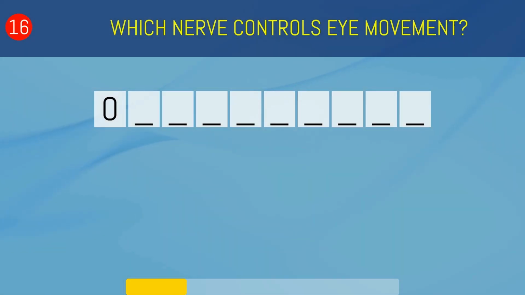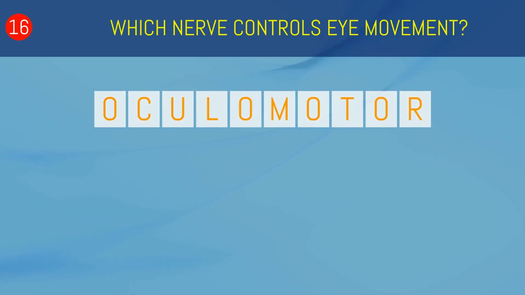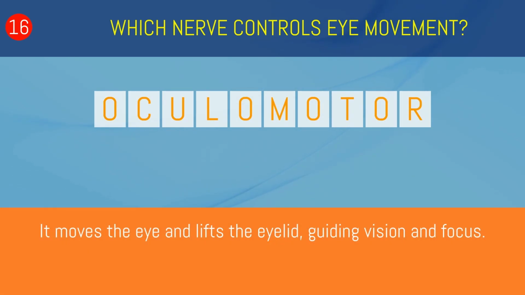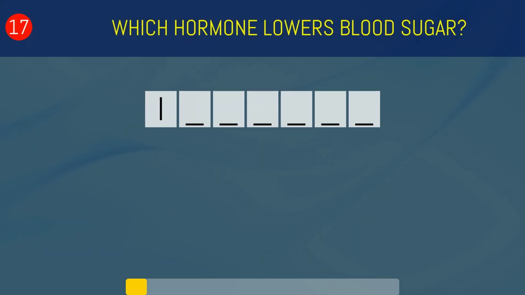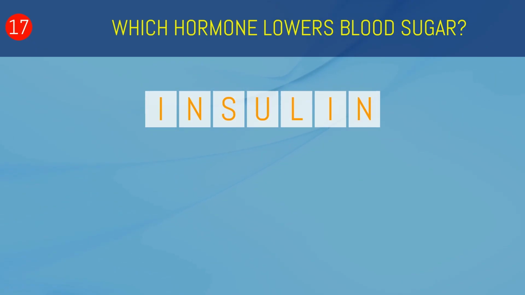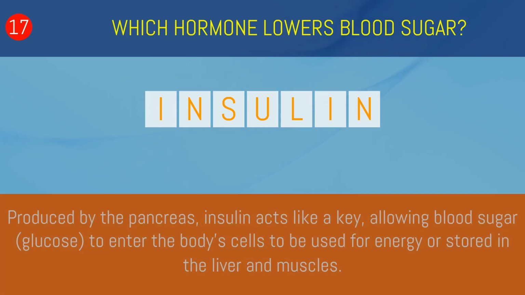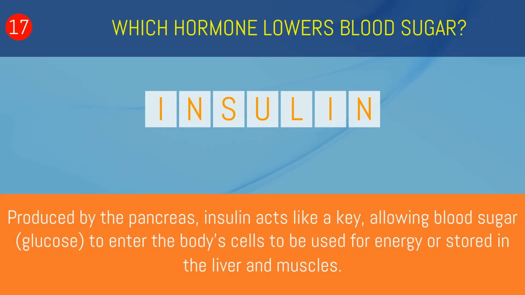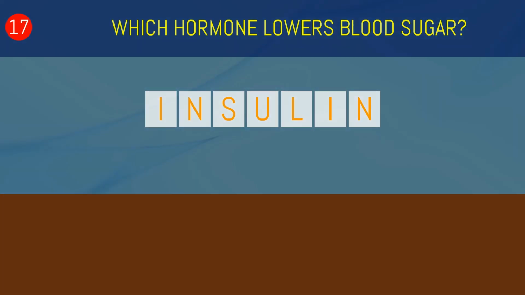Which nerve controls eye movement? Oculomotor. It moves the eye and lifts the eyelid, guiding vision and focus. Which hormone lowers blood sugar? Insulin. Produced by the pancreas, insulin acts like a key, allowing blood sugar, glucose, to enter the body's cells to be used for energy or stored in the liver and muscles.